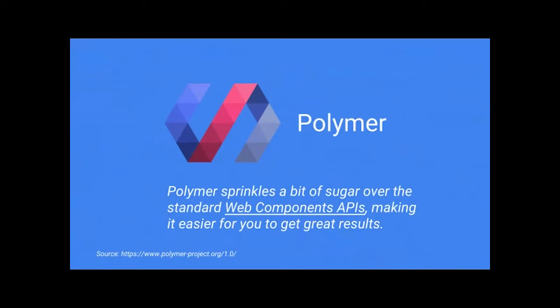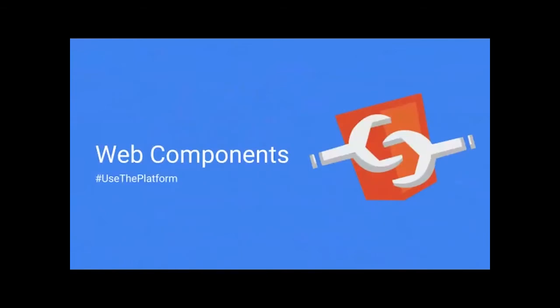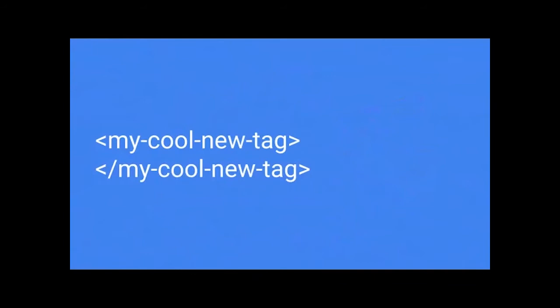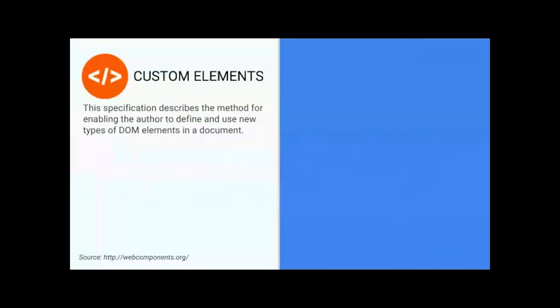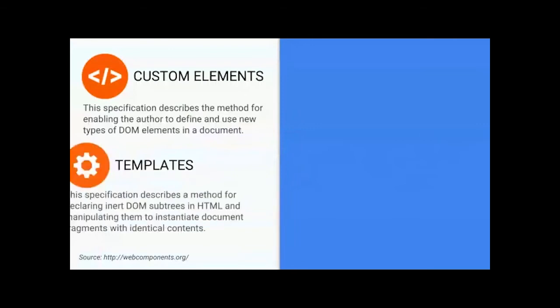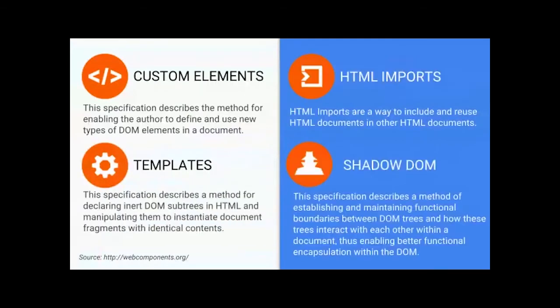And that's the big difference, is this web components API spec. It basically allows you to write your own component tag. But there's more. The web component spec is actually 4 different specs. The first one being custom elements, the second templates, HTML imports, and shadow DOM. Custom elements is what gives you the ability to write your own tag.